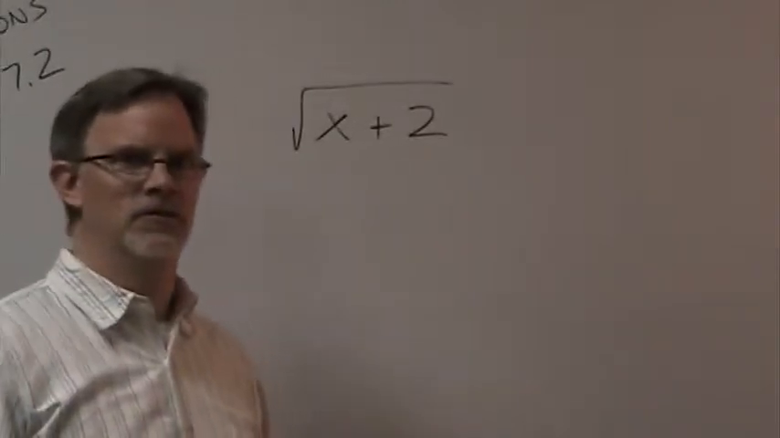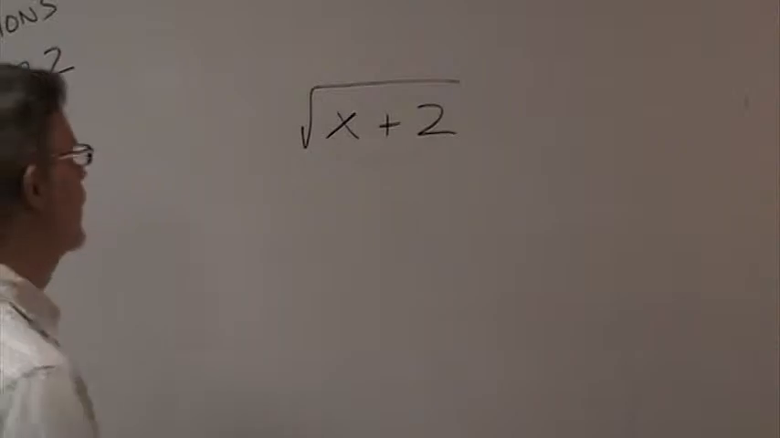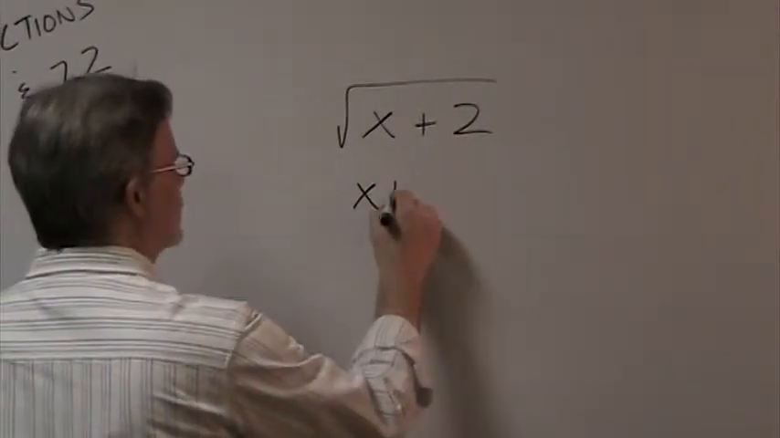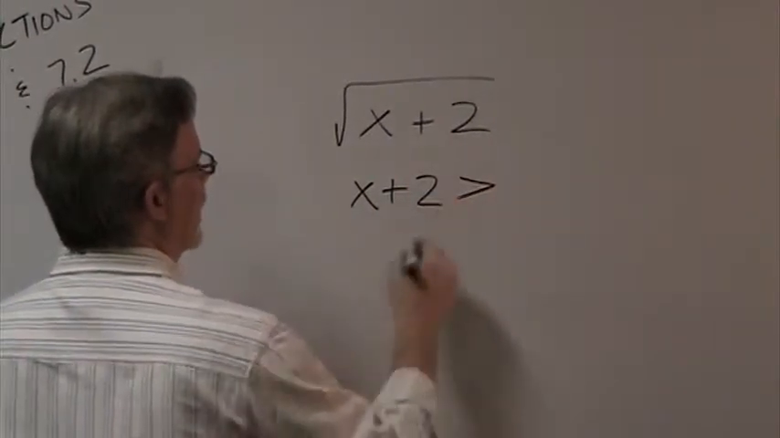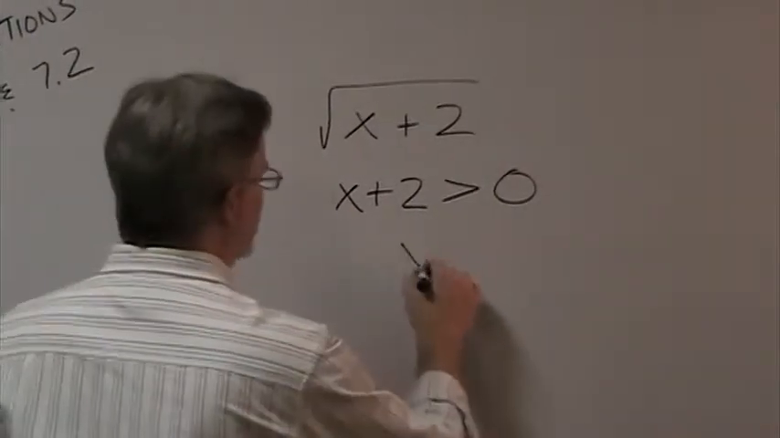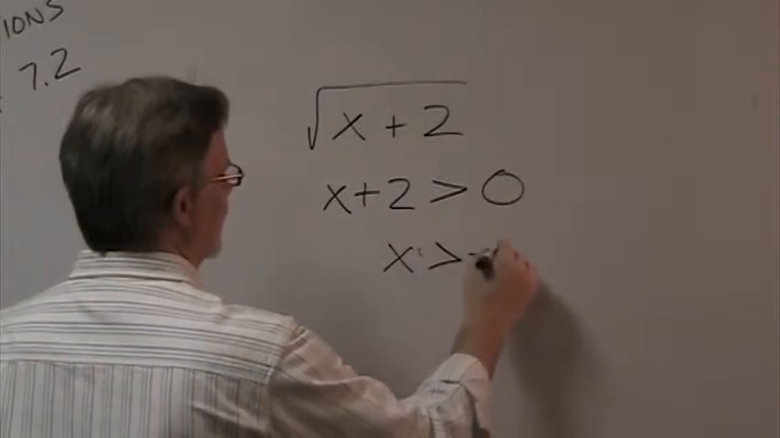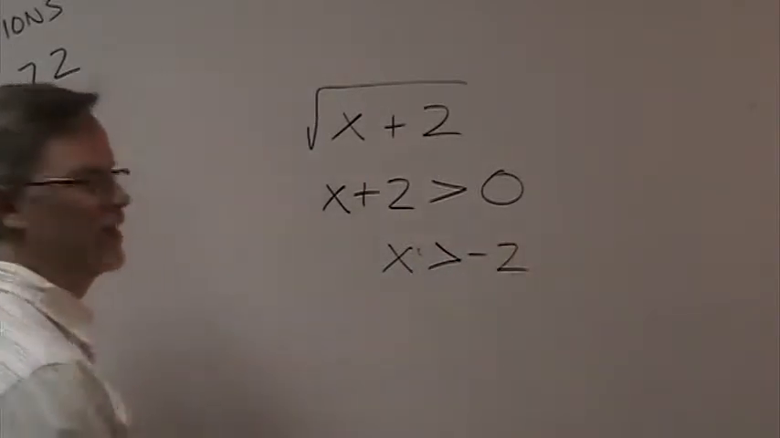And remember, domain is the allowed x values. The range are the allowed y values. So what are the allowed x values? Well, you just simply say x plus 2 is greater than 0. You want x plus 2 to be greater than 0, so x then has to be greater than negative 2. All the numbers greater than negative 2.